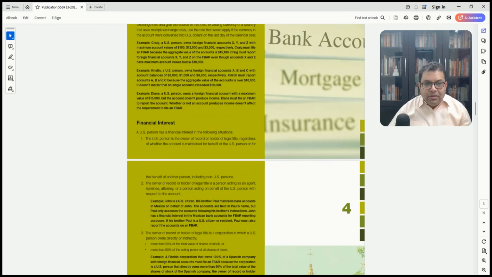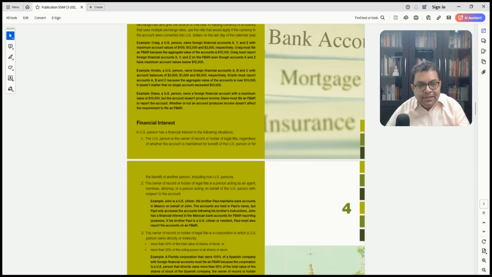Then it talks about financial interest, right? For example, if you have ownership in a trust, or you hold a power of attorney on behalf of any other person, then also you need to report. For example, this example is given. John is a US citizen. His brother Paul maintains bank accounts in Mexico on behalf of John. The accounts are held in Paul's name, but Paul only accesses the accounts following his brother's instructions.